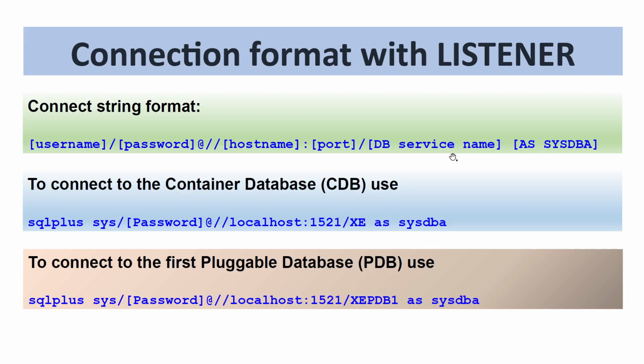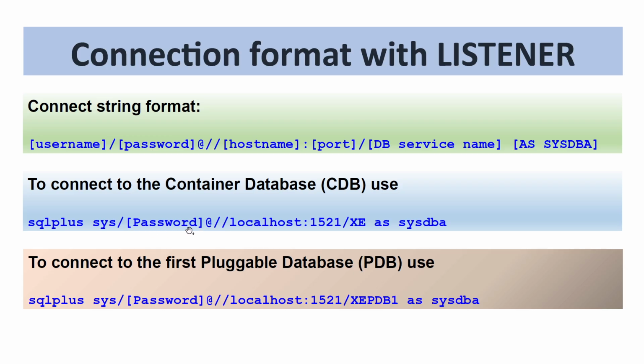If you want to connect via the listener, you can use a connection string something like this: username, password at the host name, wherever you are connecting to, then the port. The default port in our case would be 1521. You can change it, but the default port used by Oracle is 1521. Then the DB service name as sysdba. So if you want to connect to the container database, you will say sqlplus sys/password@localhost:1521/xe as sysdba. This password we will be giving when we run the configure command.